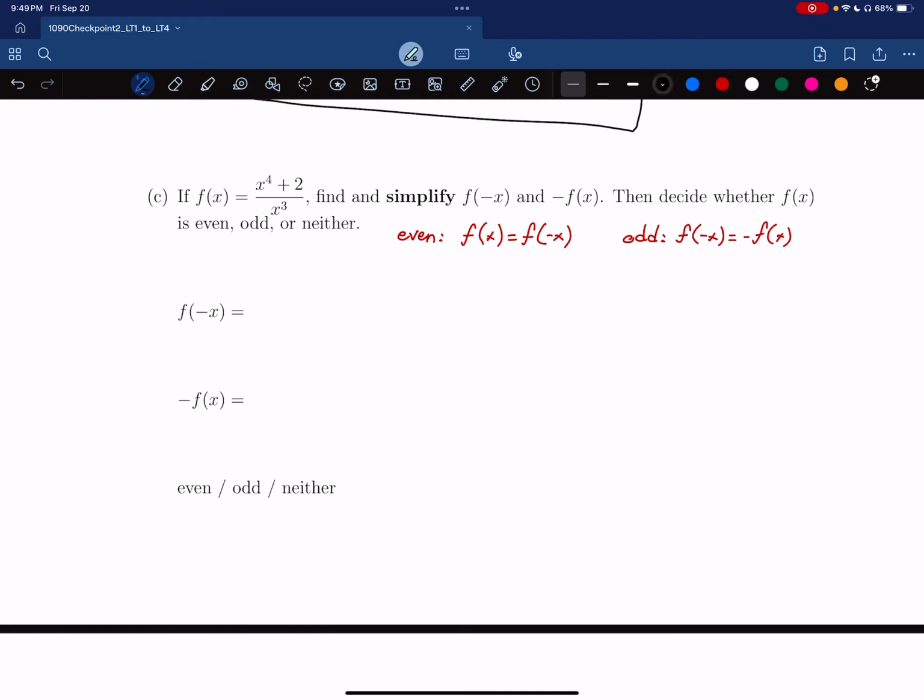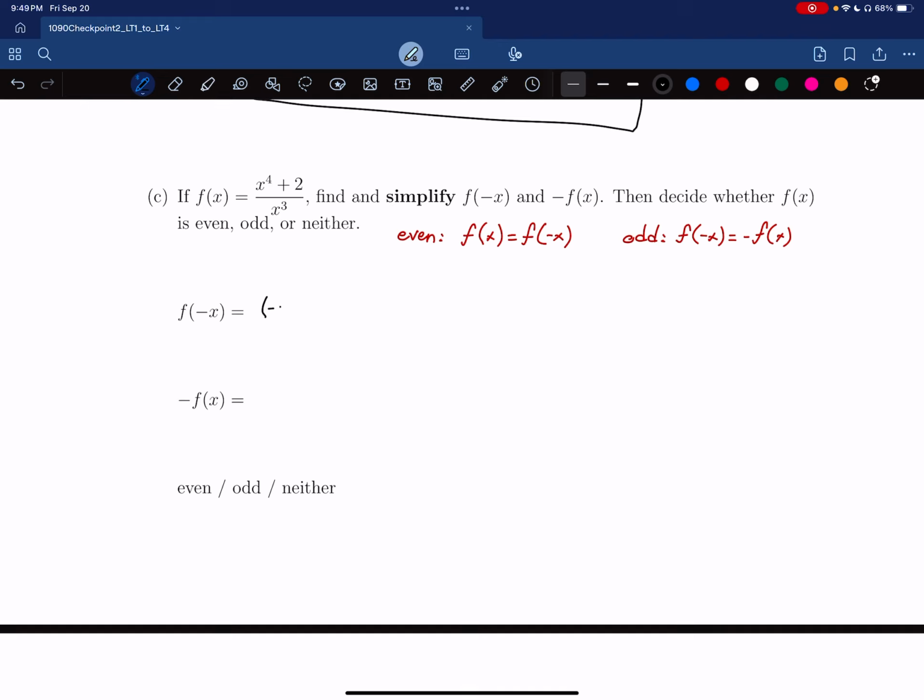So keeping that in mind, now we will find and simplify f of negative x and negative f of x, and we'll determine whether it's even, odd, or neither. So f of negative x basically means that for every value of x, we'll instead have a negative x. And it's very, very, very important, I cannot stress it enough, to use parentheses here when we're plugging in this negative x value. It makes a huge difference when it comes to the exponents, and you'll see why.